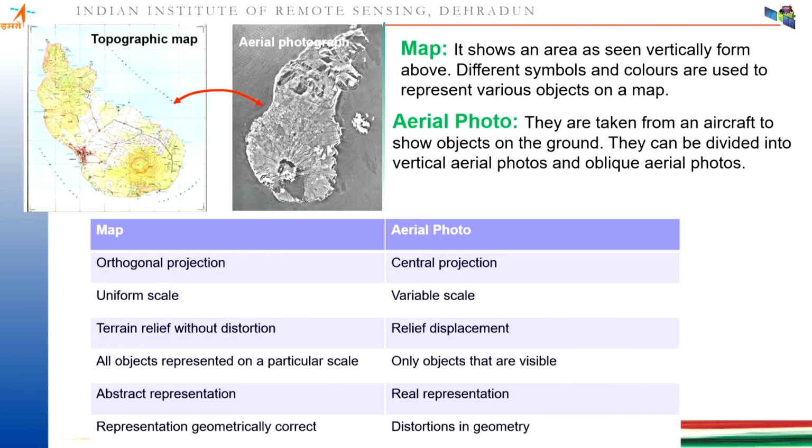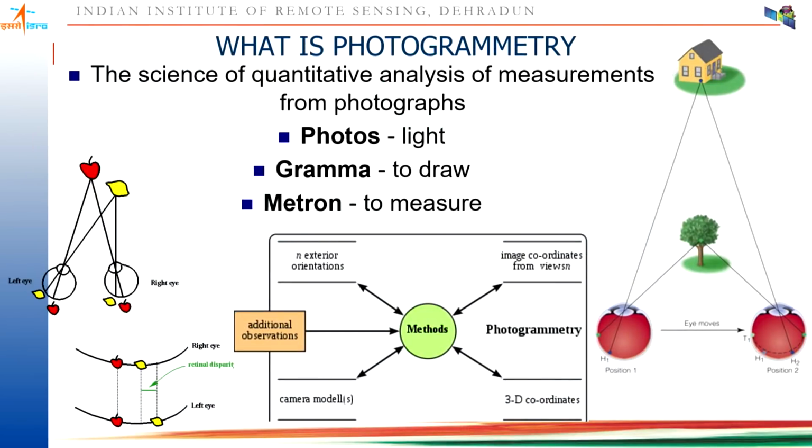Now, as we have seen, an aerial photograph or satellite image directly cannot be taken as a photo map because the scale is not uniform and there are certain distortions. So this makes us do certain processing so that my photograph can be used as a photo map. And this entire processing is photogrammetry. Now, what is photogrammetry? Photogrammetry means the science of quantitative measurement from the photographs. Photogram and metron.